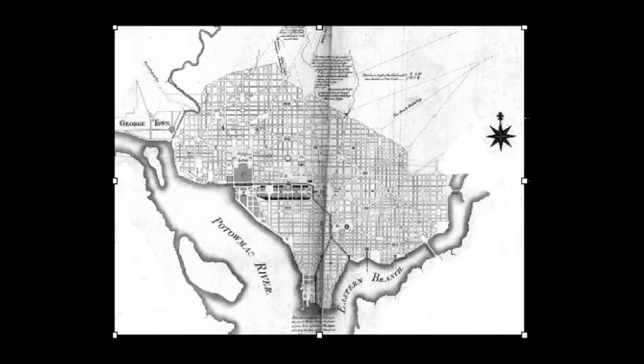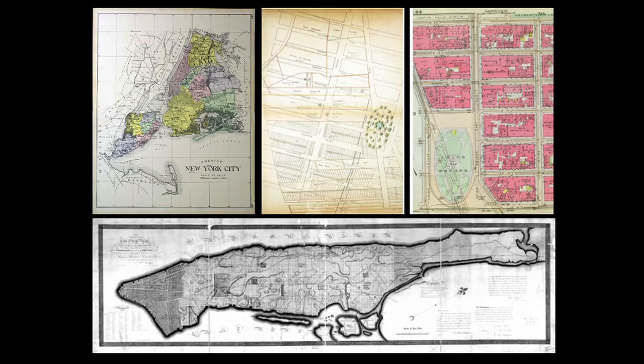Here it is in Washington, D.C., overlaid. Here it is, of course, in New York, where Lisa Keller, in her wonderful history, says, when the grid was laid out in New York, there was not even one open space. There was no public space.